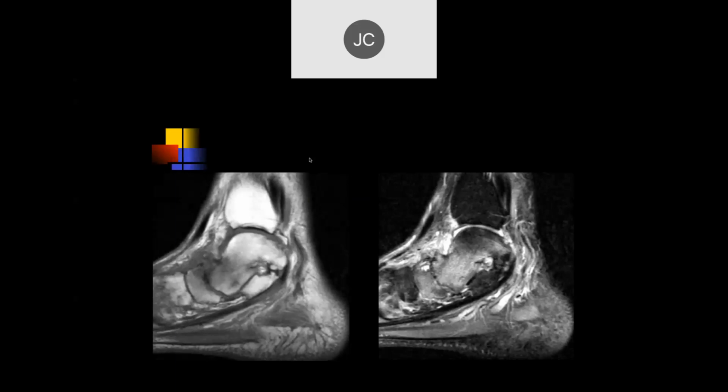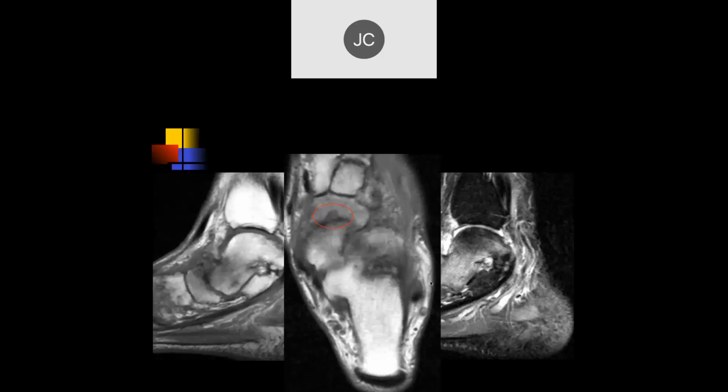Robert, there's a lot of edema in the talus and navicular bone with a lot of degenerative change across the articulation and joint effusion, and marked loss of the arch. So you have severe pes planus here in this particular case. Go to the axial images. What do you see here?